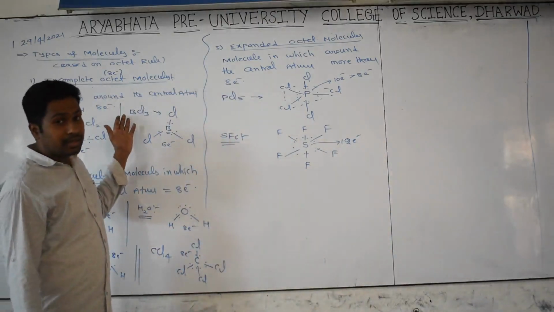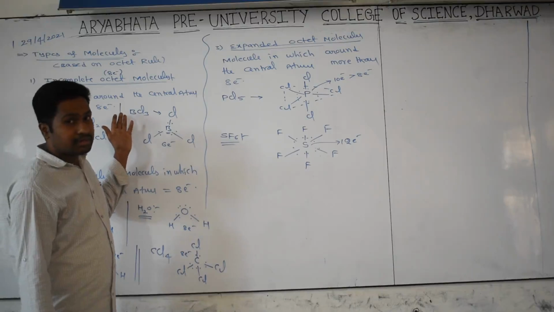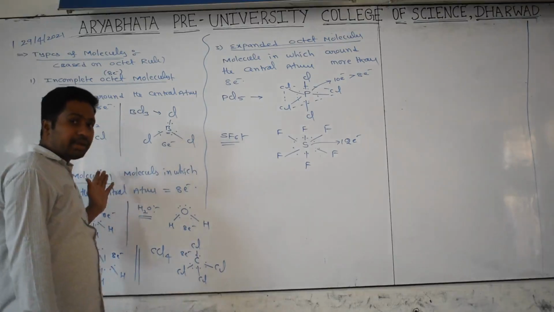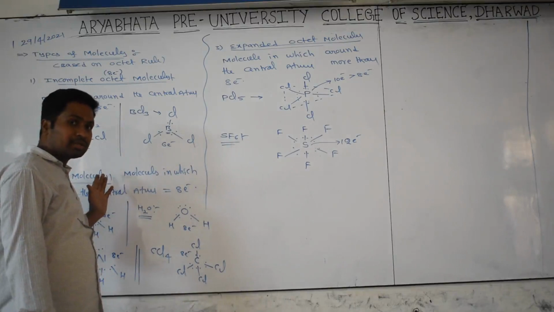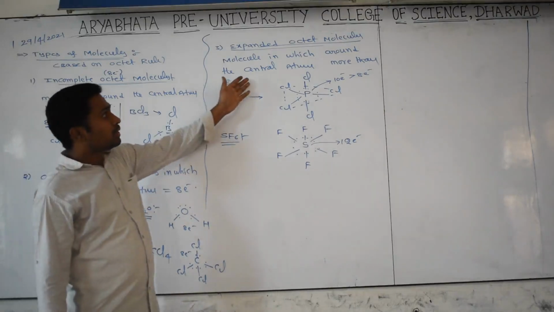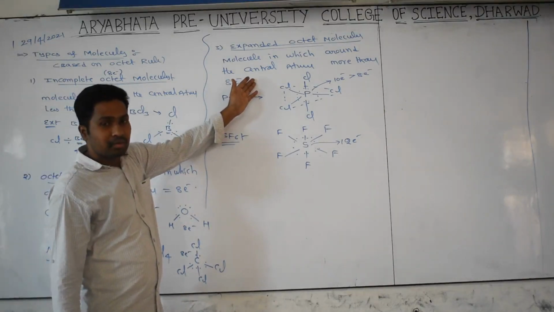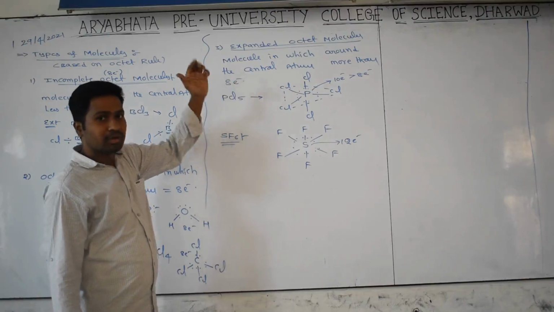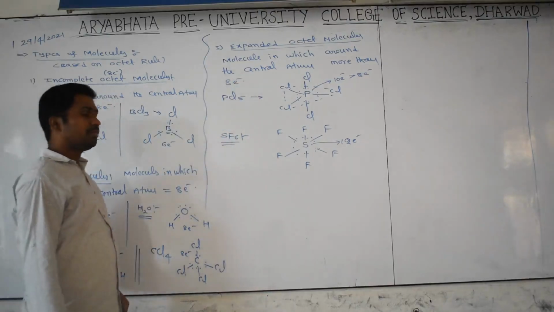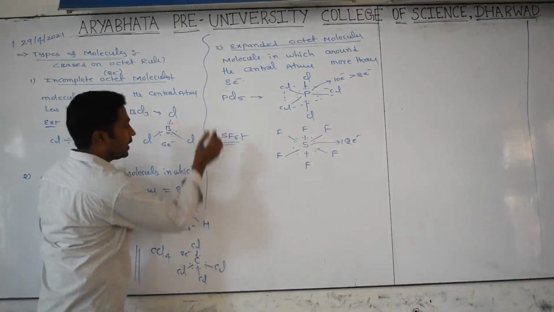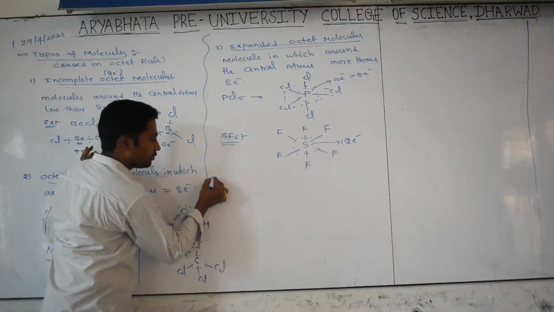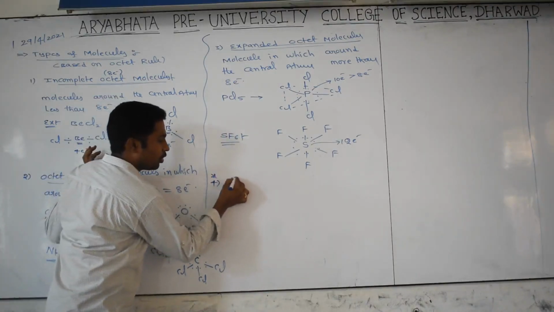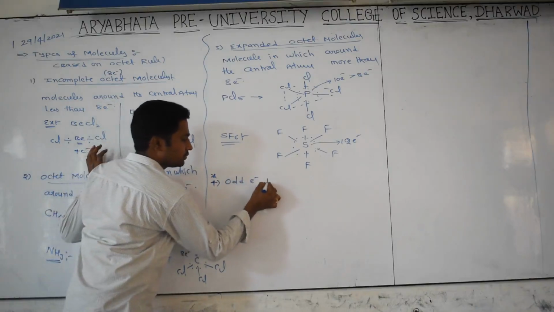Less than 8 electrons around the central atom is called an incomplete octet. Exactly 8 electrons around the central atom is called an octet molecule. More than 8 electrons around the central atom in a molecule is called an expanded octet molecule, like PCl5, SF6. And the fourth category, important from the competitive point of view, is odd electron molecules.